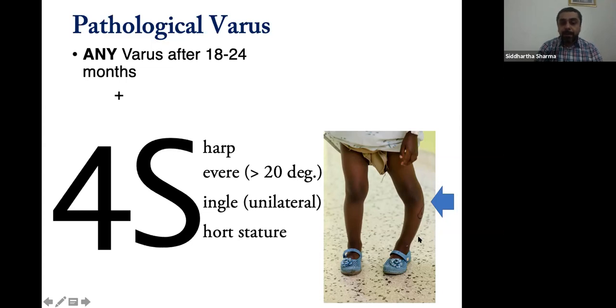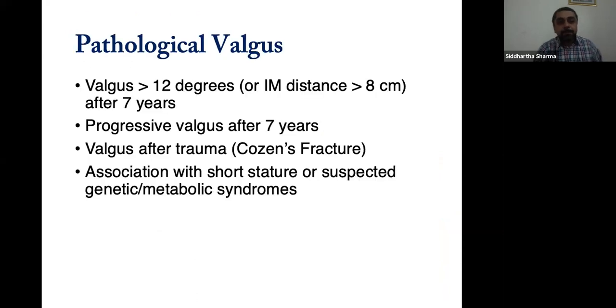So sharp angular varus of the tibia, as you can see here. Severe varus even before 18 or 24 months of age. Now this varies by different textbooks, but any varus more than 20 degrees, single, that is unilateral varus. So remember smooth, anything which is not smooth. And finally, varus that is associated with short stature or other stigmata of genetic disease or metabolic disease. So when you have all of these, please think of pathological variants of varus.